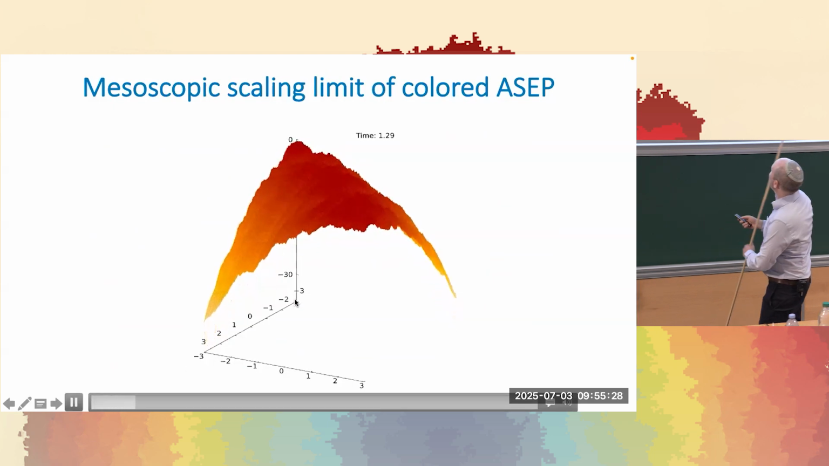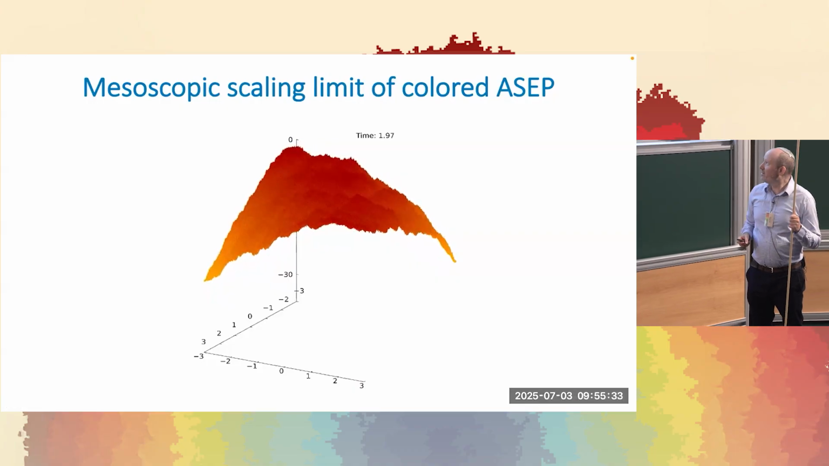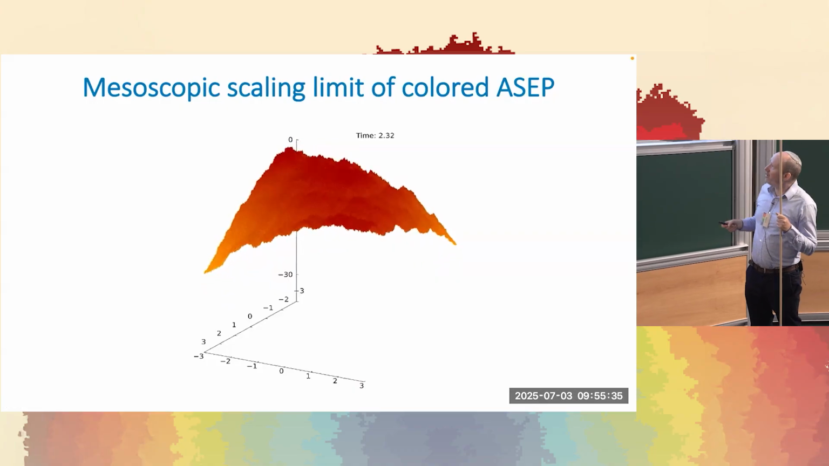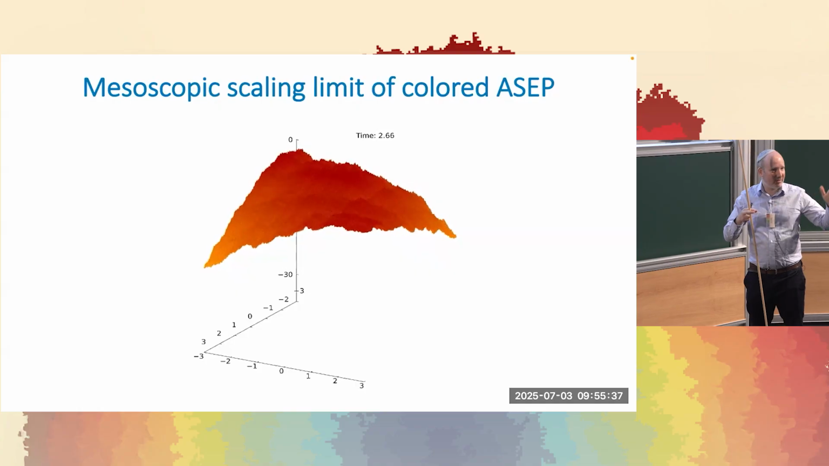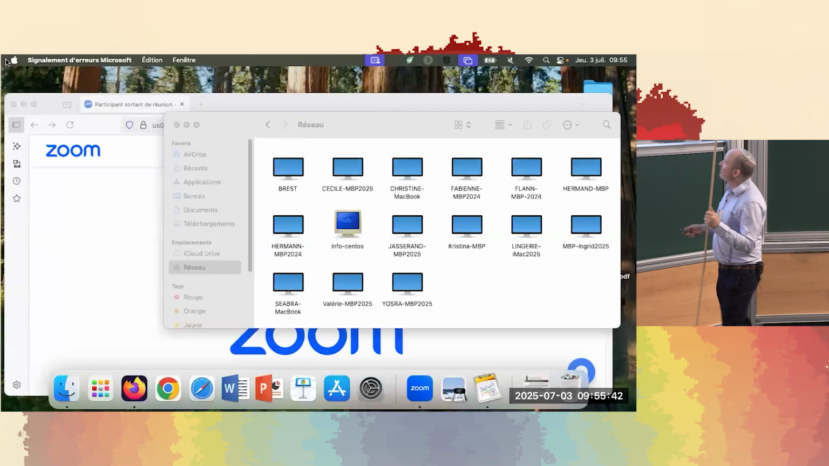So this is the variation over time of that random height field. And you see, actually, it becomes a self-similar process. There's some scaling with respect to time, but it starts to flatten out over time.